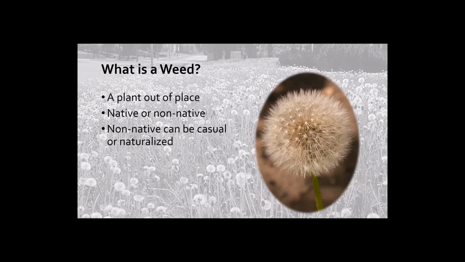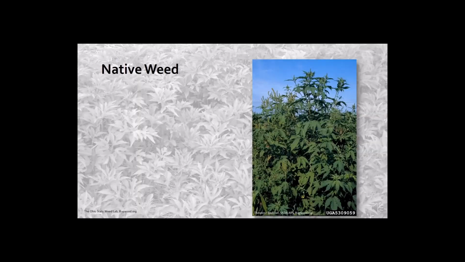Let's look at a few examples. Here's a common native weed. You might recognize it as giant ragweed. So this is considered a weed by many people because it grows aggressively large, and it's also an allergen. It is not considered an invasive plant, however.